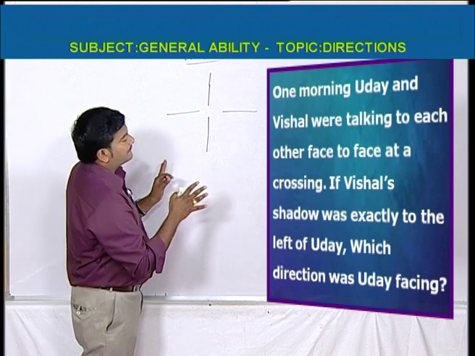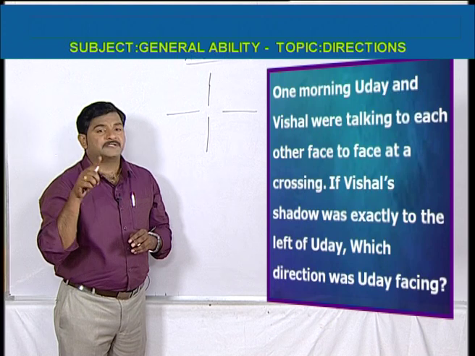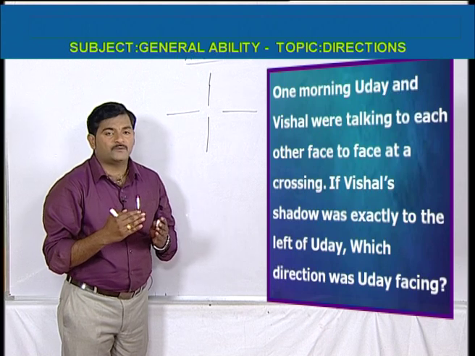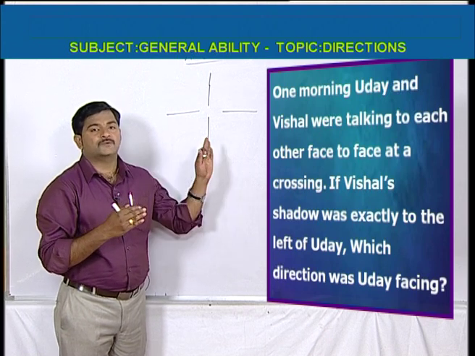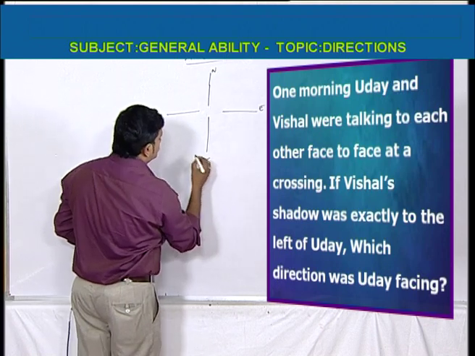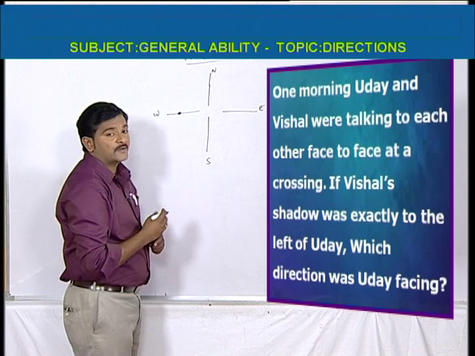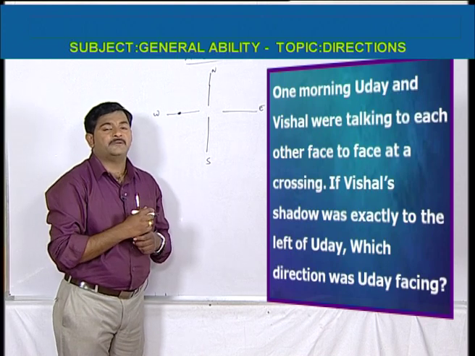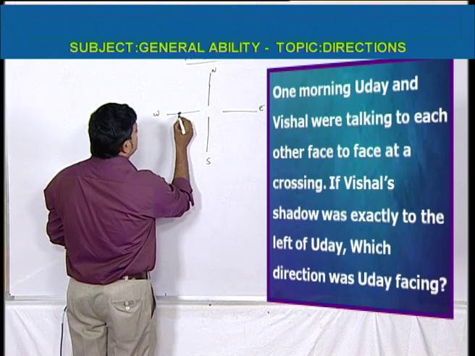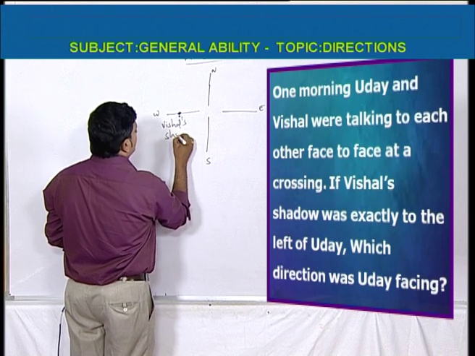Whenever you are asked to find these types of answers, first you have to fix the shadow. On which time? In the question they only mentioned the time is morning time. That's why we know morning time shadow will be towards only the west side. So here north direction, east direction, south direction and west direction. See, observe here. Here I am fixing the shadow. Whose shadow is this? This is Vishal's shadow, because they mentioned Vishal's shadow is exactly to the left of Uday. So here this is Vishal's shadow. Okay, I hope you understood.